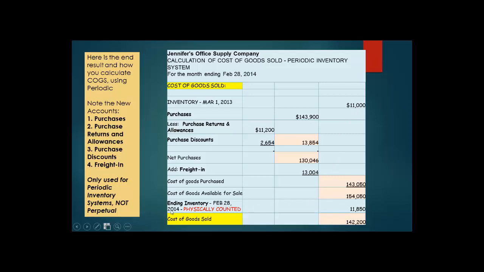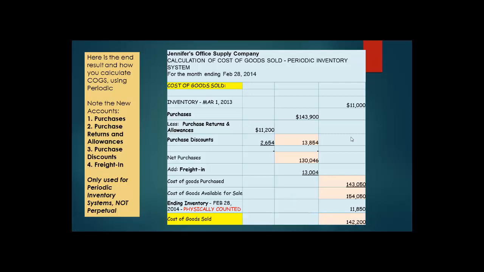Now, at the end of the year, and for this company, the end of the year is the last day of February, we physically count what's in inventory, and we have 11,850. And so we subtract that from cost of goods available for sale, and we come up with cost of goods sold. Now, when it comes to this section of the income statement, obviously at this point it would be nice to be using Perpetual, because we just look at that account balance and plug it in, taking into account any adjustments that we might have had to make.